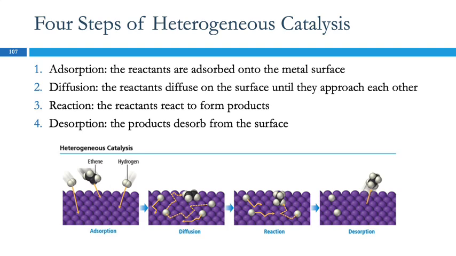So here we have an illustration of 4 steps of heterogeneous catalysis. The first is adsorption, not absorption. So adsorption, the reactants are adsorbed onto the metal surface. So we've got gases sticking to this metal surface. And then we have diffusion. So the reactants are going to move around on this surface until they approach each other. The reaction occurs, the reactants react to form products, and then the products desorb from the surface. They leave the surface.